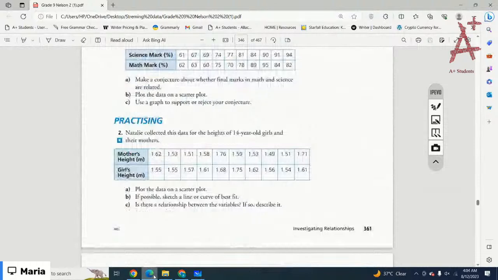Okay, the question is: Natali collected this data from the height of 14-year-old girls and their mothers. Plot the data on a scatter plot. If possible, sketch a line or curve of best fit. Is there a relationship between the variables?